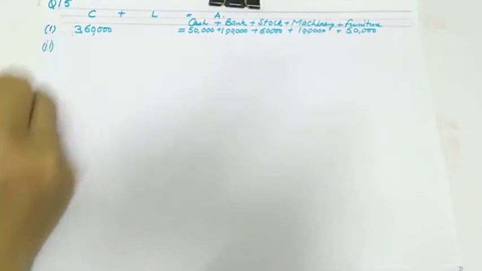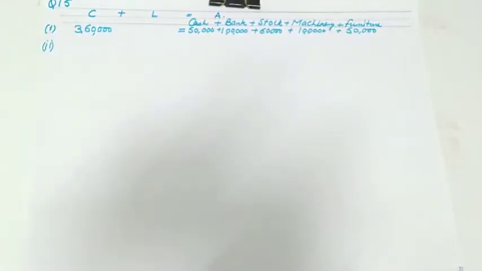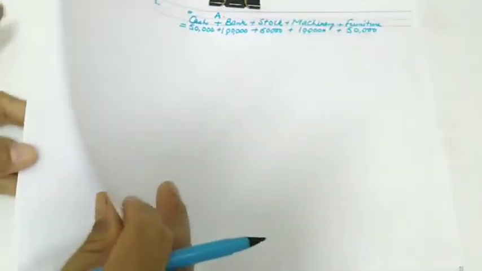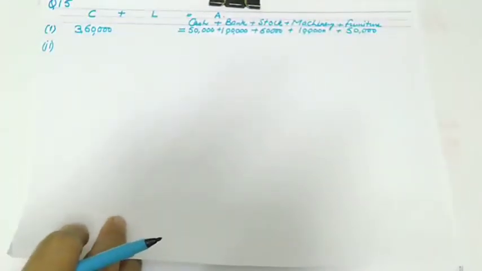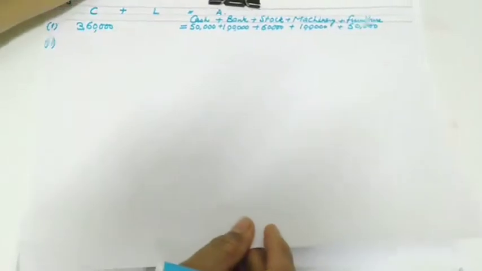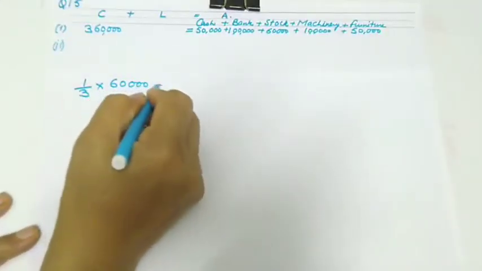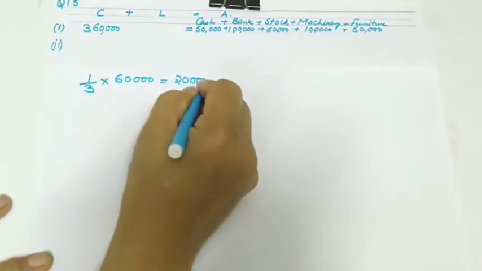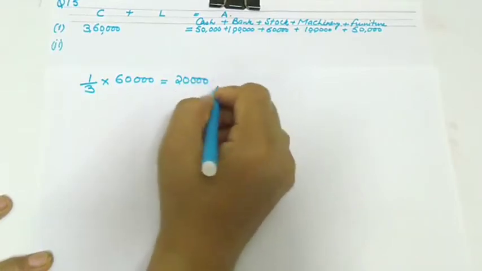So second transaction is 1/3 of the above goods. 1/3 of the above goods are sold. Let me show you the workings on some rough sheet. So what is there in this? 1/3 of above goods. So these are the stock. 1/3 of 60,000 will be 20,000. Are sold at a profit of 10% on cost.